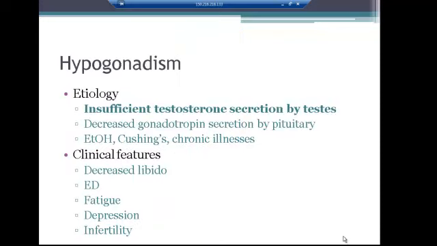The etiology of hypogonadism, or not enough testosterone, is insufficient testosterone secretion by the testes, decreased gonadotropin secretion by the pituitary, and you can also see this happen with people who drink a lot of alcohol or have Cushing's syndrome or chronic illnesses. The clinical features of hypogonadism include decreased libido, erectile dysfunction, fatigue, depression, and infertility.